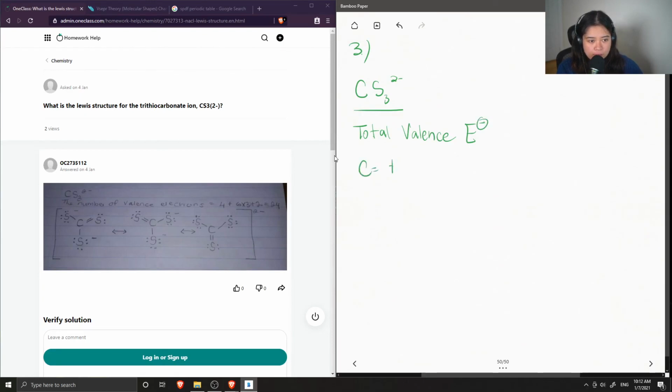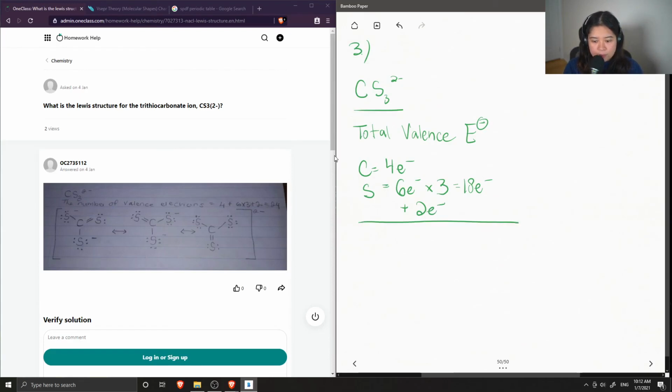Carbon has 4. And sulfur contains 6, and there are 3 sulfur atoms. And notice that the molecule, or the ion, has a -2 charge. So I'm going to add an additional 2 electrons to our total number. And we have a total of 24.